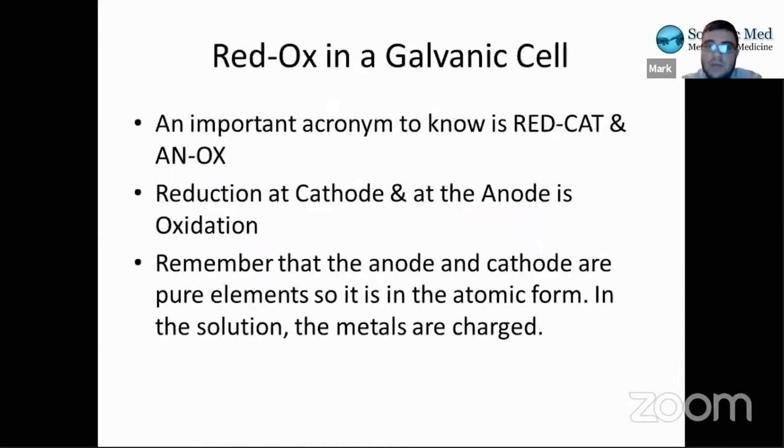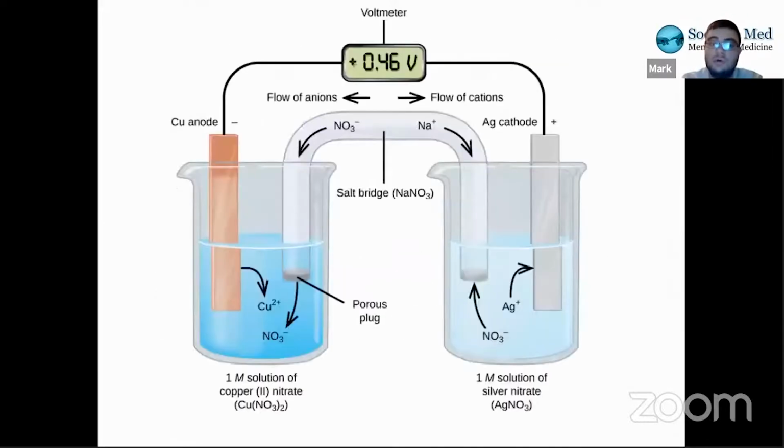Using this redox reaction, an important mnemonic to know is RED-CAT and AN OX. This is extremely important. Reduction always happens at the cathode, and oxidation always happens at the anode. Before, we had this full reaction that we broke into half reactions. Now we're actually separating out these half reactions physically. If you notice, the anode is here and the cathode is here. So oxidation happens in this tube, and reduction happens right here in this tube. We're splitting the two half reactions physically by location now, okay?